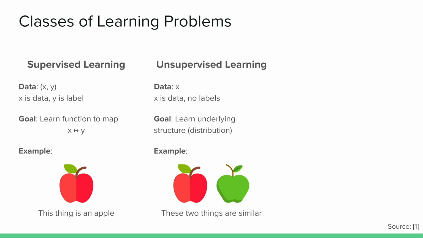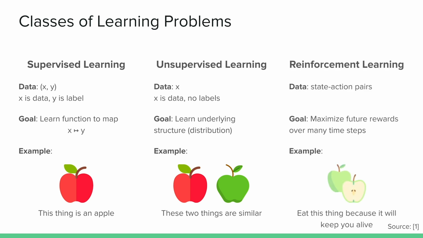And the third class of learning problems that we're going to take a look at today is reinforcement learning, where we have state-action pairs. The goal of machine learning in reinforcement learning is to maximize the future rewards over many time steps. Staying with the apple example, we want to learn to eat this thing because it will keep you alive. We need to eat something, and by the way, apples are healthy, so this should give us a high reward when we eat this thing, which is an apple.